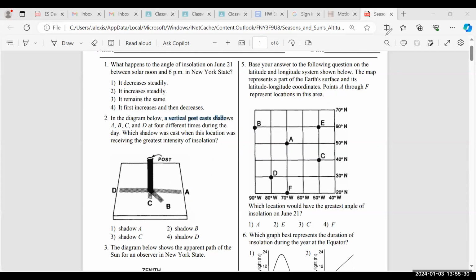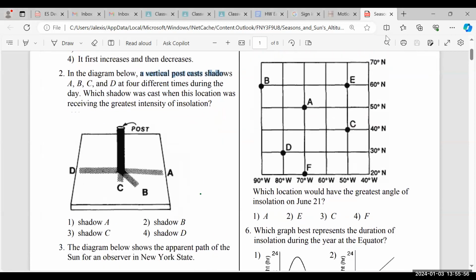All right, number 5. Number 5 says, base the answer to the following question on the latitude and longitude system shown below. The map represents a part of the Earth's surface and its latitude, longitude coordinates. Points A through F represent the locations in this area. All right, let me zoom in more. It says, which location would have the greatest angle of insolation on June 21st?